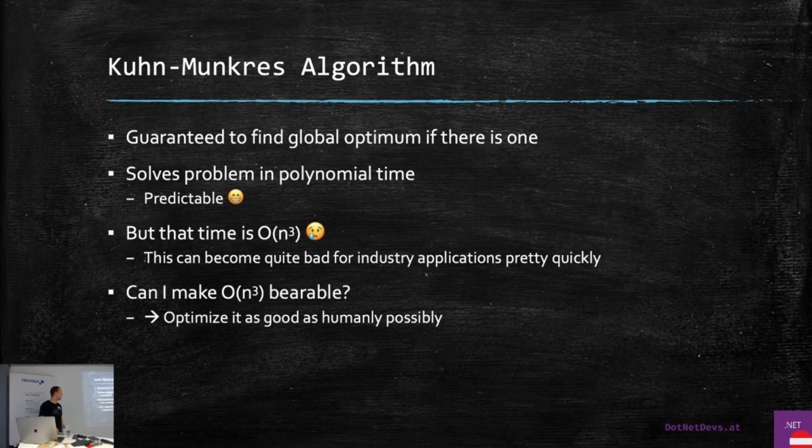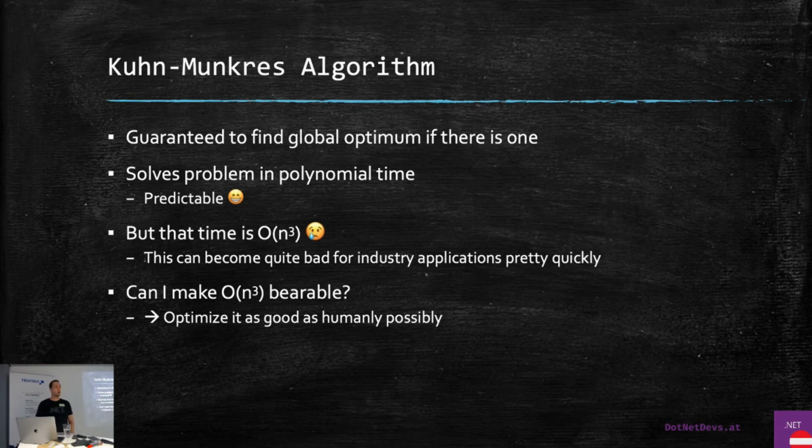The interesting part is it will find a global optimum if there is one, and it solves the problem in a predictable polynomial time. So if I know the size of my problem, I can predict what's the maximum time it's going to be solved in. And this is very critical for industry applications. But the problem is time is n to the power of 3. So this is not very good, but still it's a good algorithm.